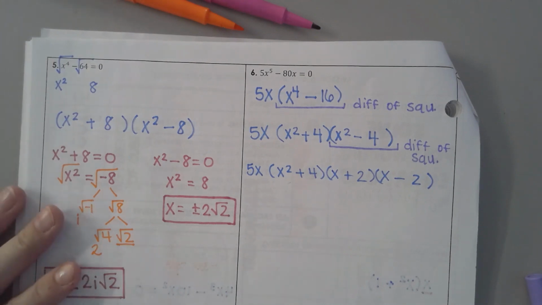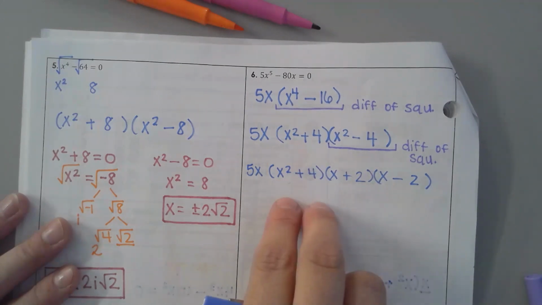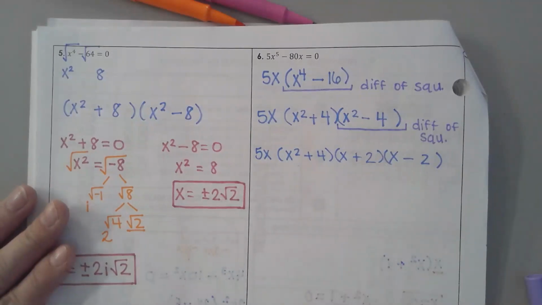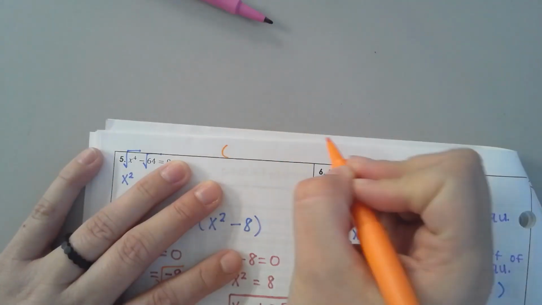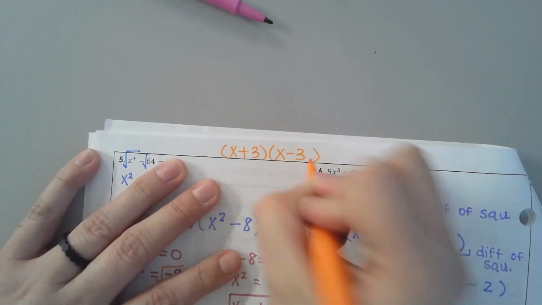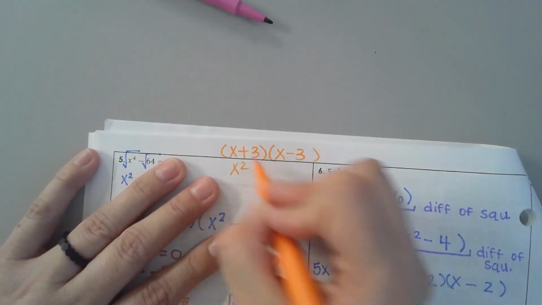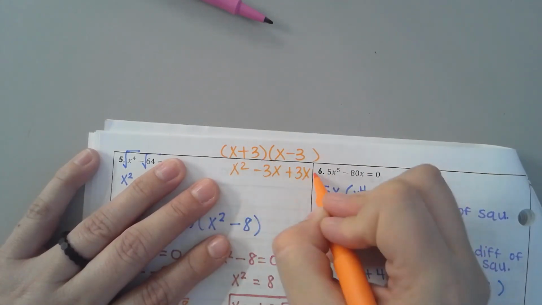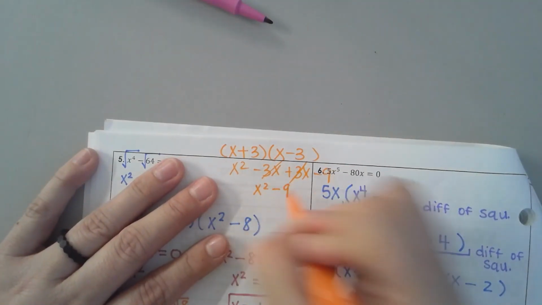Why do we not do sums of squares? It just doesn't work out that way. Let me give you an example. If I have x plus 3 and x minus 3, that would be x squared minus 3x plus 3x minus 9. And those cancel. So we get x squared minus 9.